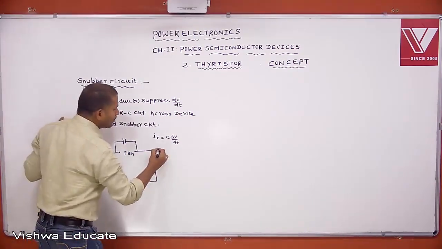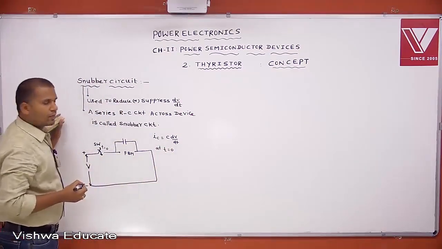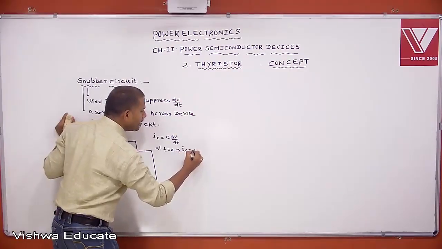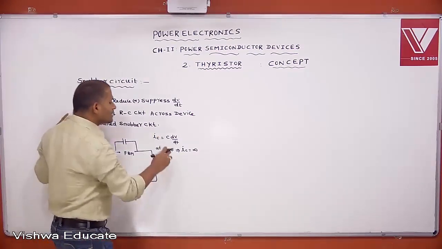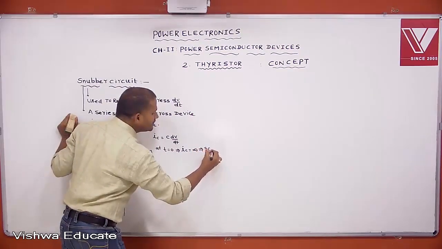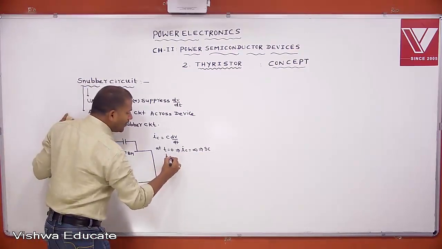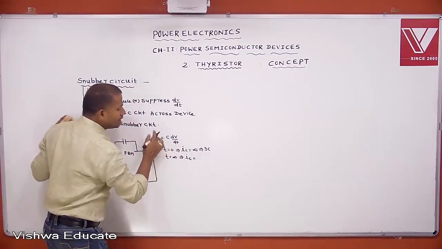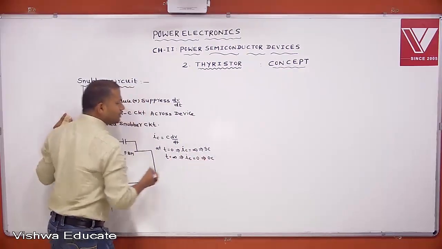Tell me, at t equal to 0, what is IC? IC equal to infinity. Current through the capacitor is infinity. Current is infinity means short circuit. Then tell me, at t equal to infinity, what is IC? If you substitute infinity here, IC equal to 0. Current through the circuit is 0 means it acts as an open circuit.